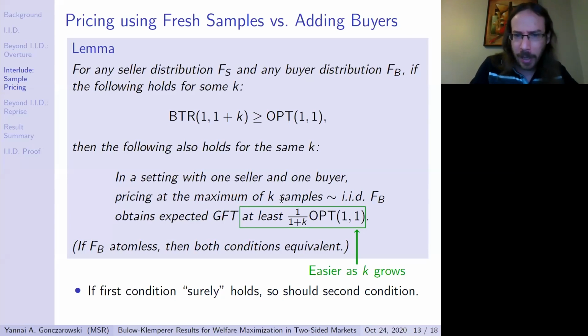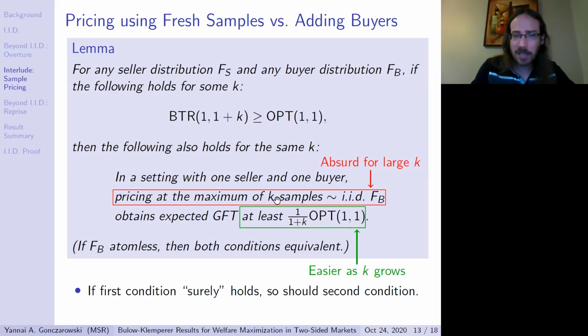On the one hand, getting at least 1 over 1 plus K of opt is easier as K grows, right? For K 1,000, you only need to get 1 over 1,001 of opt. For K 1,000,000, you only need to get 1 over 1,000,001. So this seems to be easy as you add more and more buyers here. But on the other hand, pricing at the maximum of K samples drawn IID from FB for large K is completely absurd, right? If you're going to draw 1,000,000 samples from FB and price at that, what are the chances that the buyer whose value is a single sample from FB is going to agree to this?